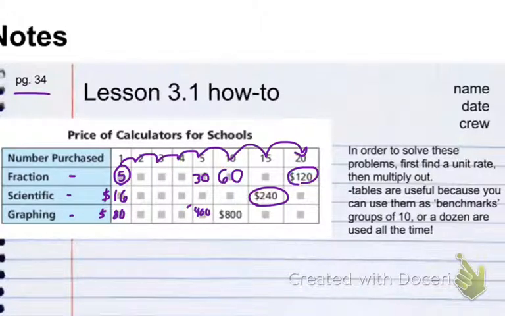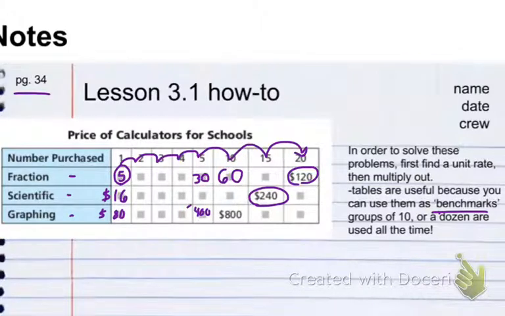Now, why do we use a table? Well, because you can use them to find benchmarks. Think about the price for a dozen or a half dozen donuts. Think of buying a 12-pack of soda. Think of buying a case of soda. We use these benchmarks all the time, and finding the unit rates helps us compare the costs of a lot of these items.